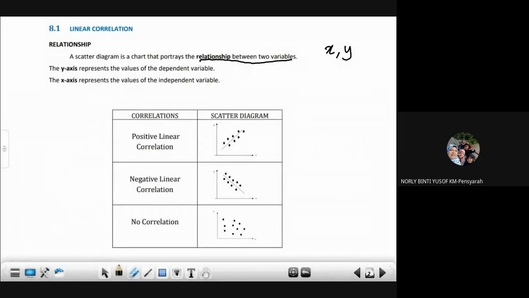Dalam graph kan, kalau kita ada X dengan Y. So the Y axis represents the value of the dependent variable. Ini sangat penting lah untuk you tahu. Tapi bila you belajar graph pun you tahu Y tu dependent. X tu adalah independent variable.